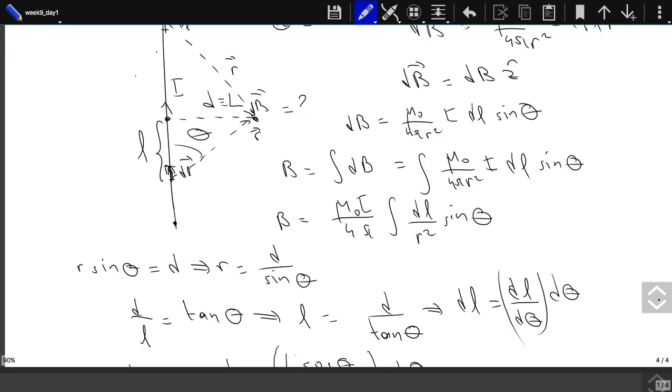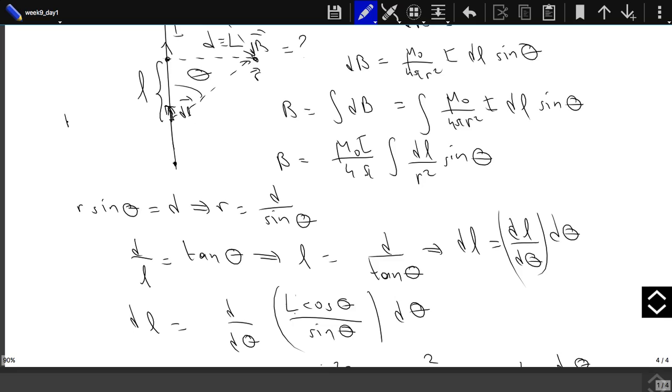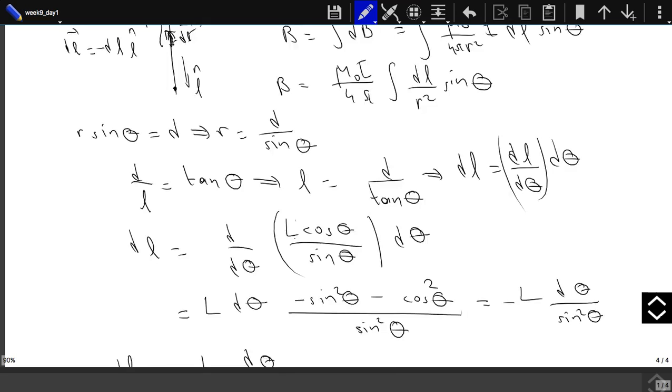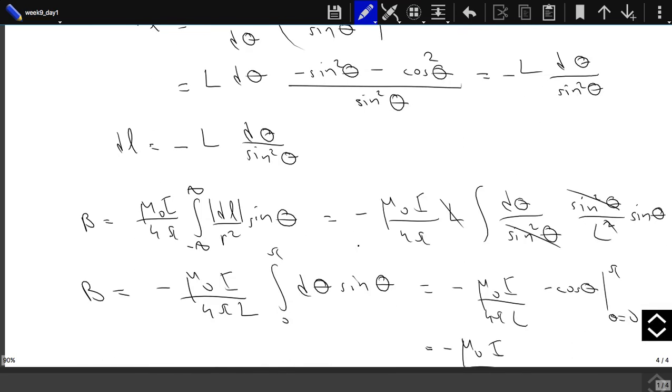So my dL vector over there is minus dL in the L hat direction. This is the L hat direction, in a sense. So there's that minus sign, which we ignored all the time. So that minus sign I will have over here.